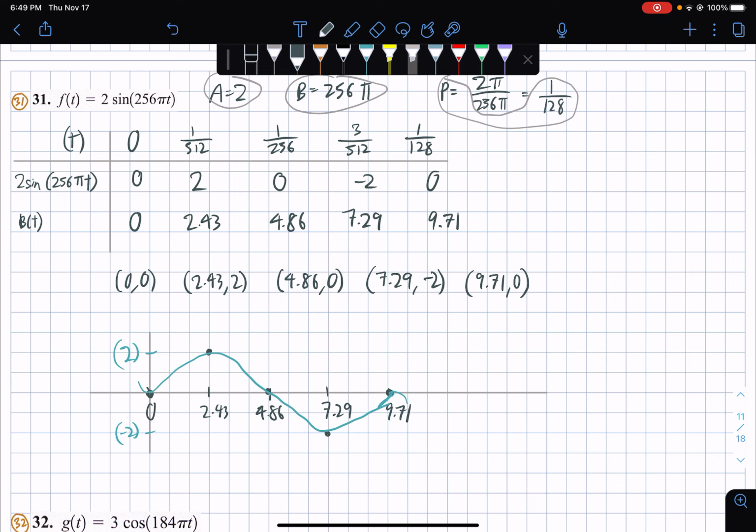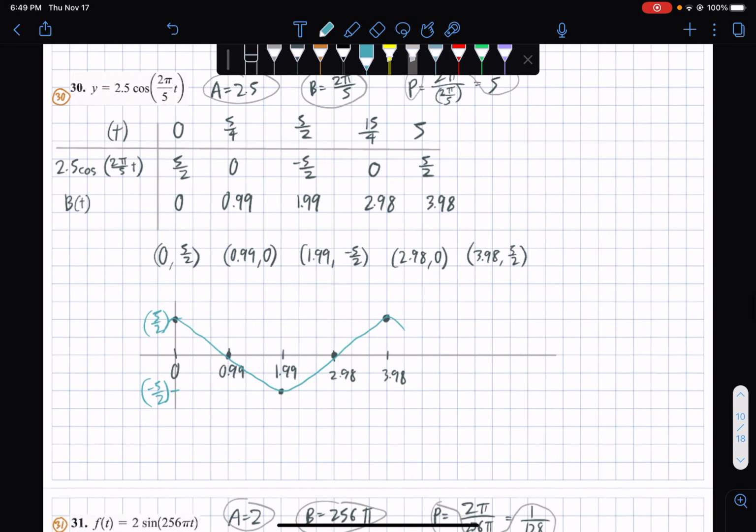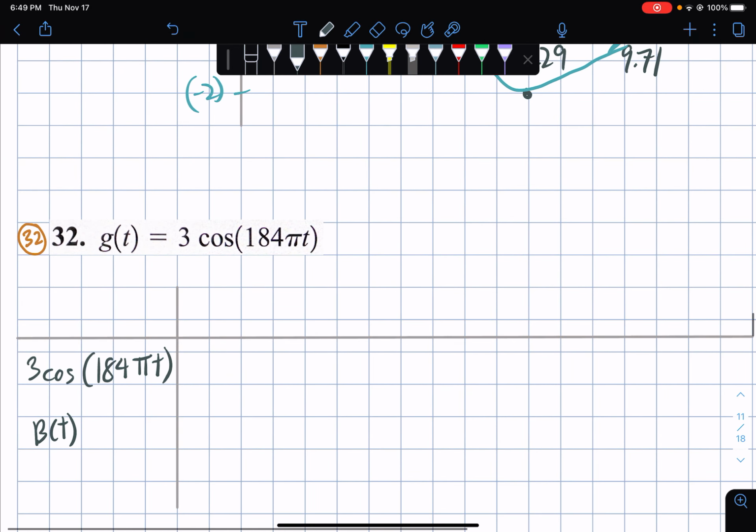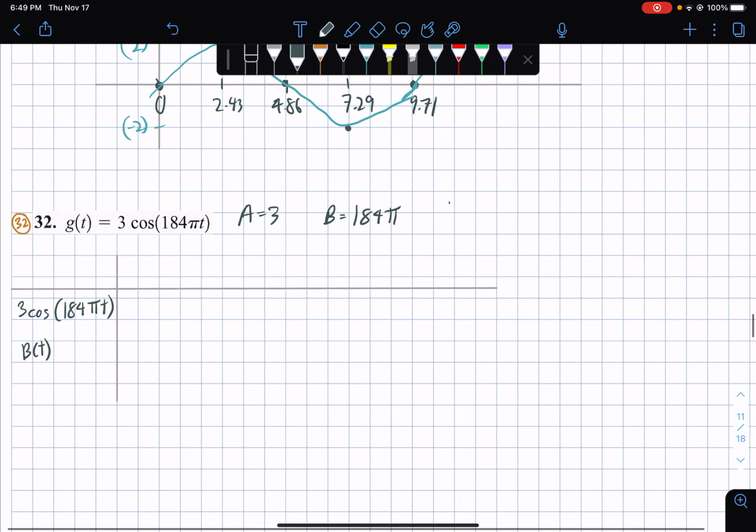Okay, oops, that's number 31. Wait a minute, never mind. Okay, for number 32, the amplitude is 3. The b is equal to 184 pi. In that regard, the period is 2 pi over 184 pi, which is equal to 1 over 92.